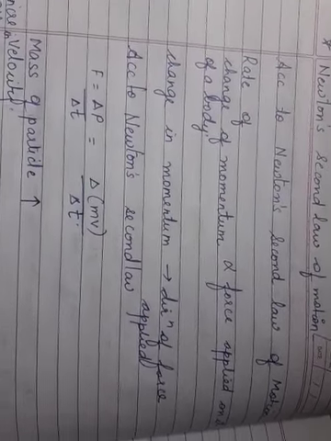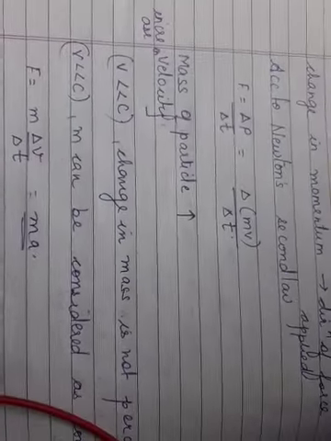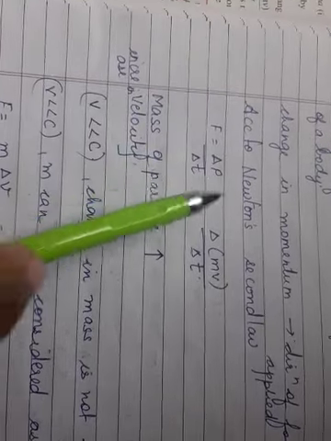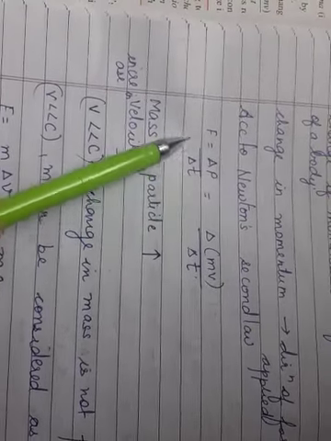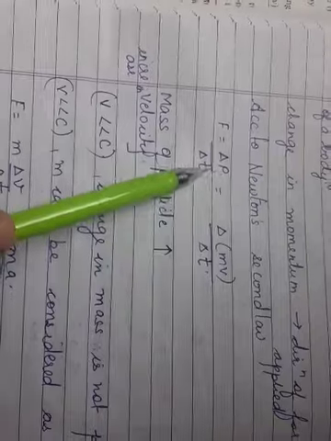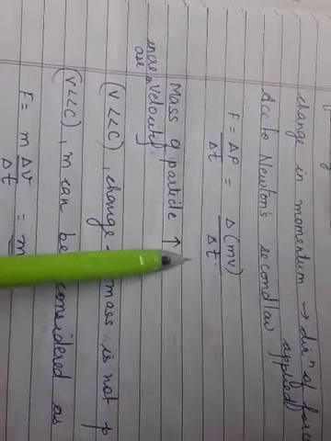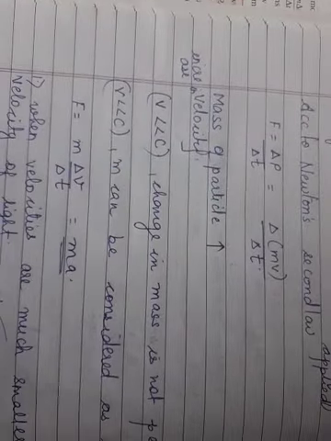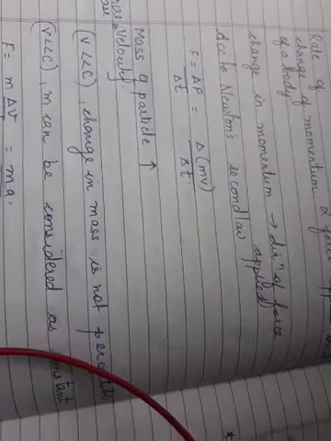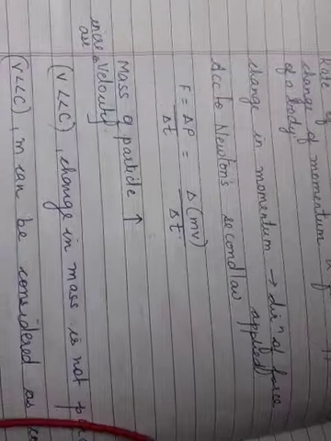Now according to the second law, we say that F equals delta P by delta T, right? That is the change in the momentum. So F equals delta P by delta T. What is delta P? Delta mv upon delta T. So this is the general form of the second law equation: delta mv upon delta T.